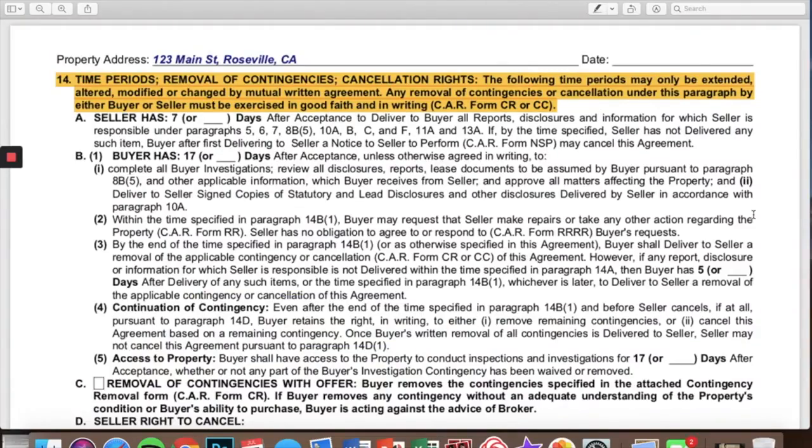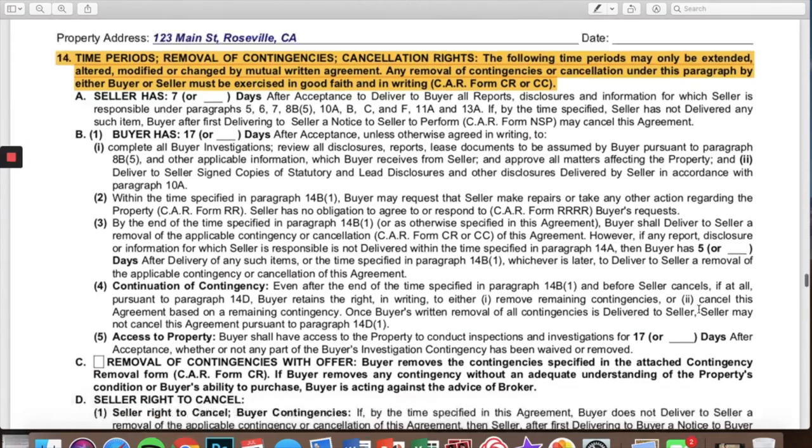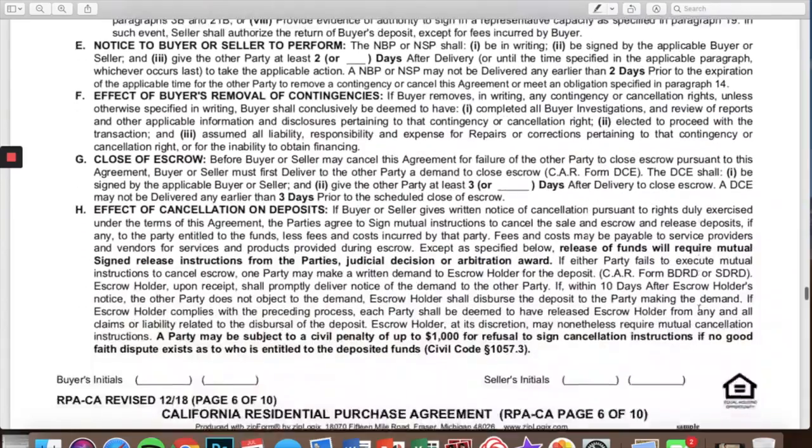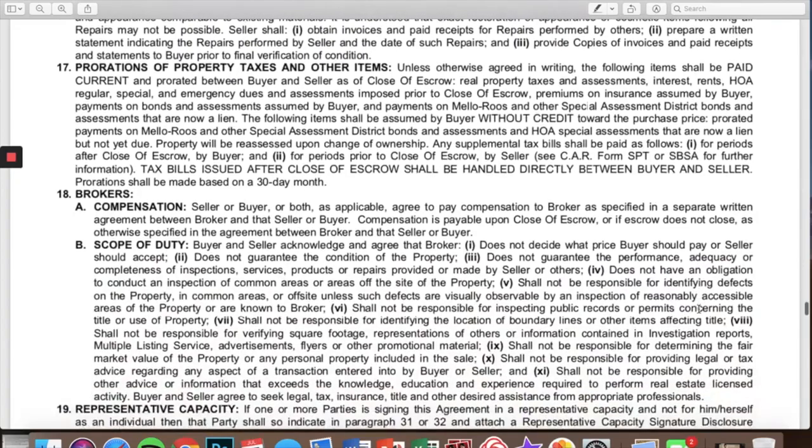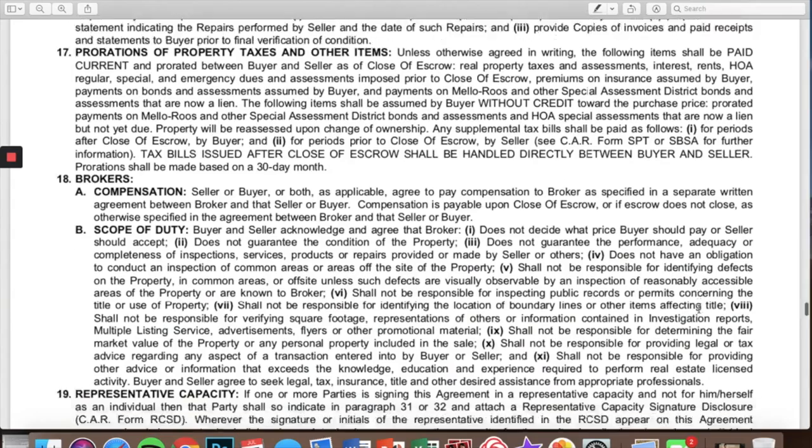So next we're going to get into time periods, removal of contingencies, and cancellation rights. So this is going to detail the time periods and when the standard time for removing the contingencies is and what happens if somebody decides to cancel. So definitely very carefully read through this section. Due to our time constraints, I'm not going to go through every single thing line by line. We're just going to kind of summarize what each section of the contract means and what parts you should read to determine which information.